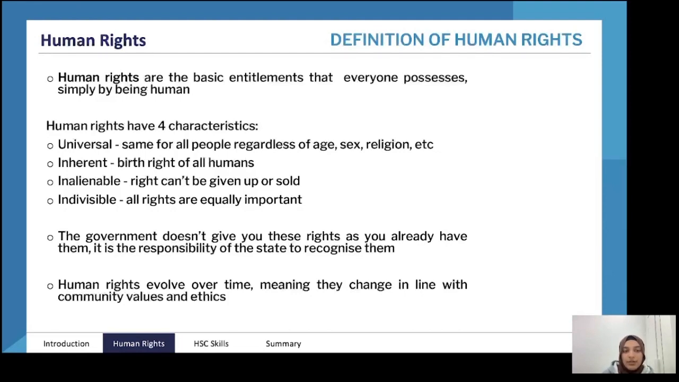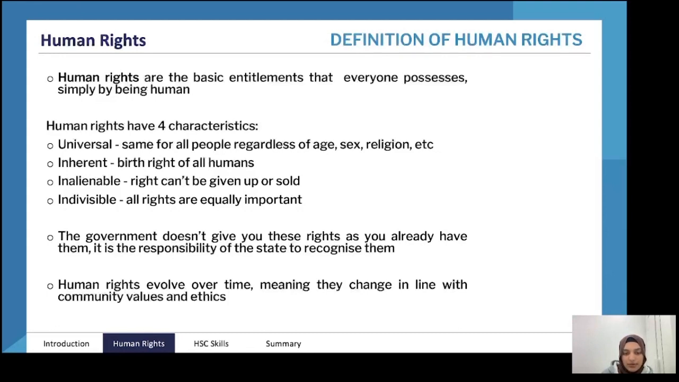So human rights have 4 characteristics. First of all, they are universal, which means that they are the same for all people. It doesn't matter your age, your gender, your sex, your religion, essentially, it doesn't matter. Inherent, so a birthright of all human beings, right? So essentially as soon as you're born, you inherit these rights. Inalienable, basically the idea is that they can't be given up or sold, right? You can't sell these rights, you can't give up these rights. And indivisible, meaning that all rights are equally important.